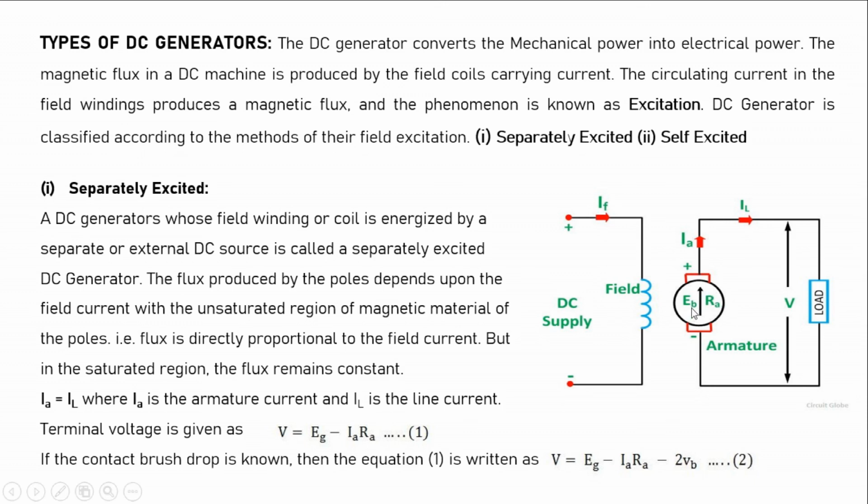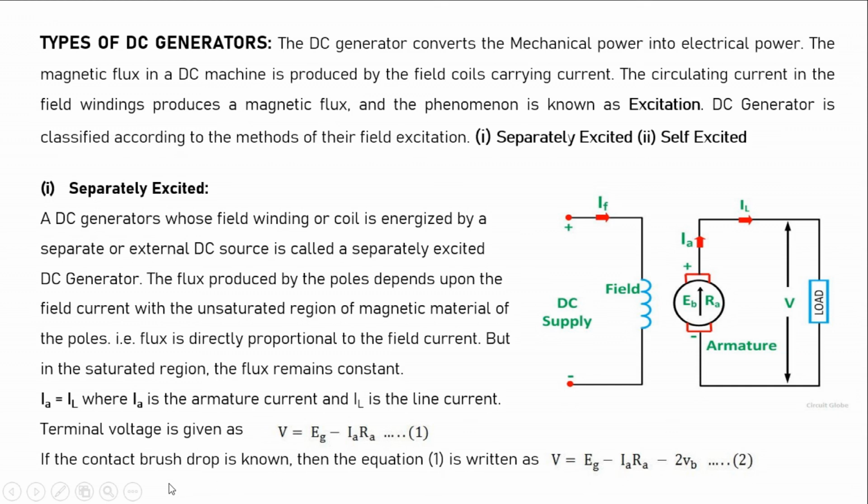EG minus IA RA. So there is a drop. Wherever there is a resistance, there is a voltage drop. Since RA, the internal resistance of the armature, is present, there is a voltage drop. So whatever EMF is generated minus IA RA, that is available at the terminal. So terminal voltage is equal to generated EMF EG minus IA RA.